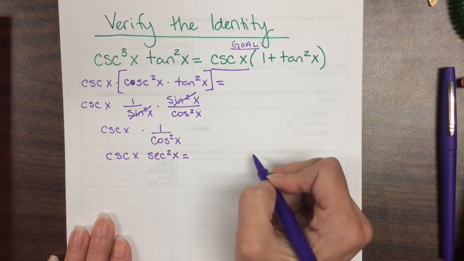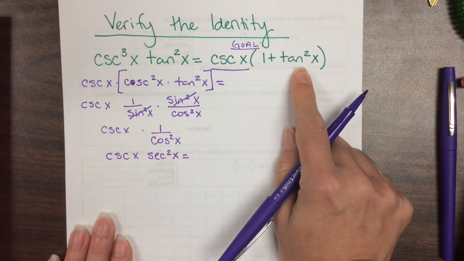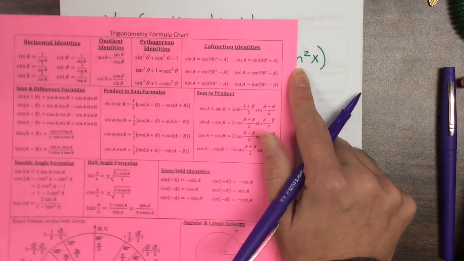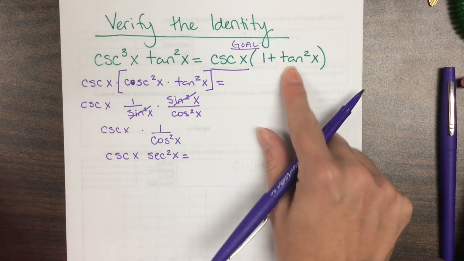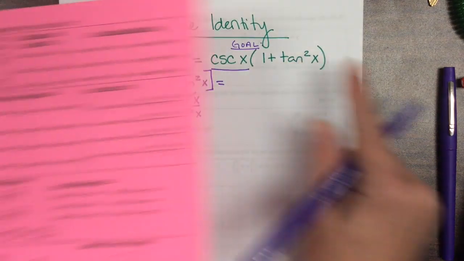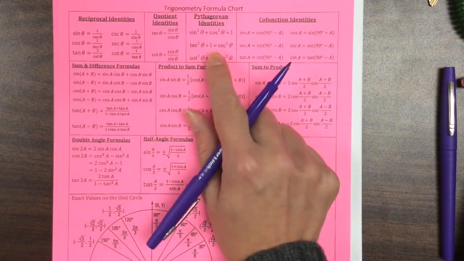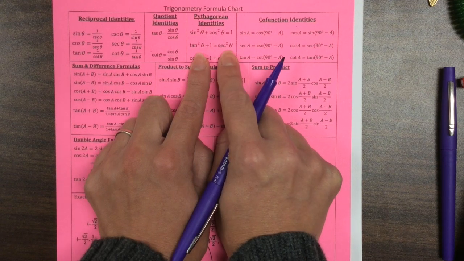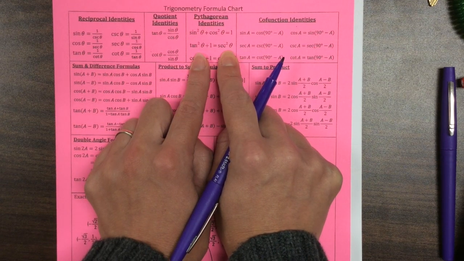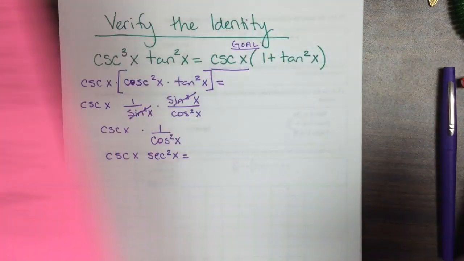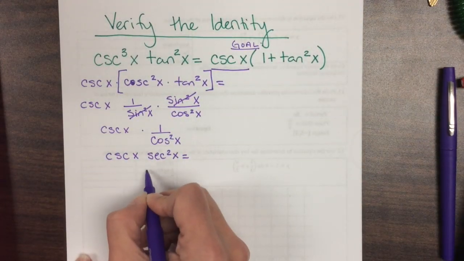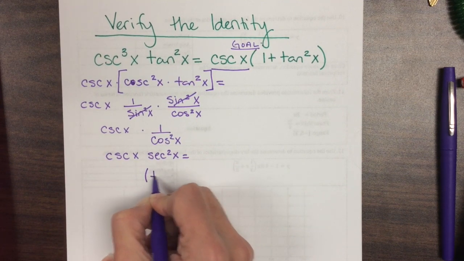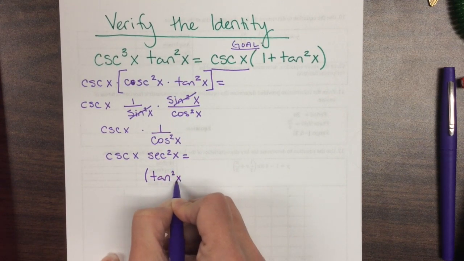I'm going to bring down our goal, or actually just point to it. And I see that I have 1 plus tangent squared. I am trying to get there. I have secant squared and I have 1 plus tangent squared. And if you notice right here in the second Pythagorean identity, I have secant squared of theta equals tangent squared of theta plus 1, and that is exactly what I want. So I'm going to replace this with tangent squared of x plus 1.